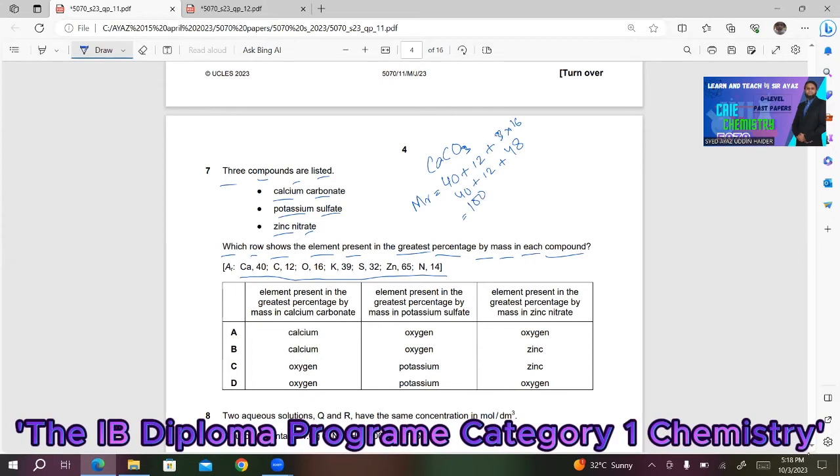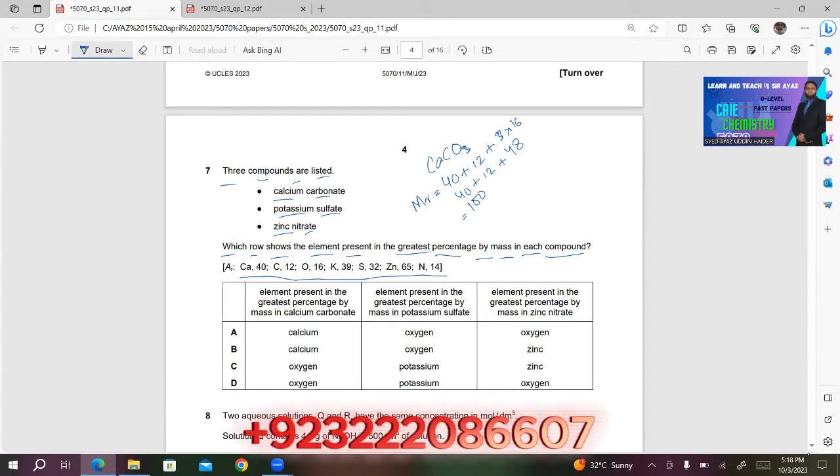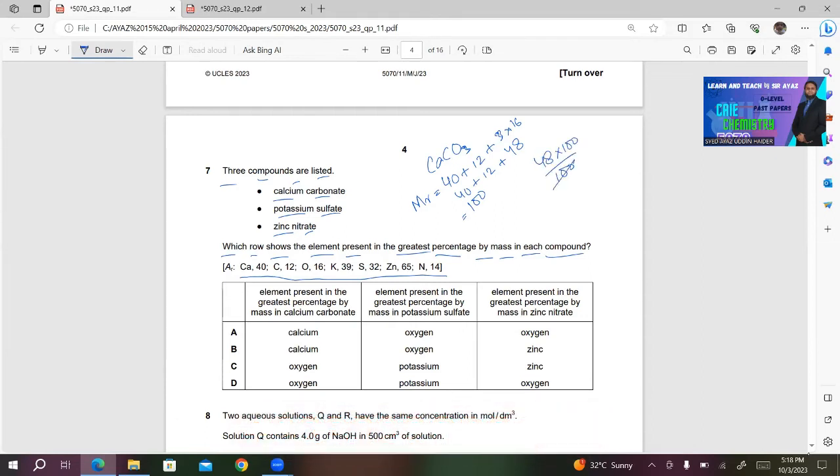If I calculate the percentage of calcium in this, I need to multiply 40 by 100 and divide it by 100. But for oxygen, I have to multiply 48 by 100 and divide it by the MR of 100. So 48 will be the percentage of oxygen, which is higher in this case. So either C is correct or D is correct. Both A and B are incorrect. So straight away, I will look for the percentage of element present in zinc nitrate.